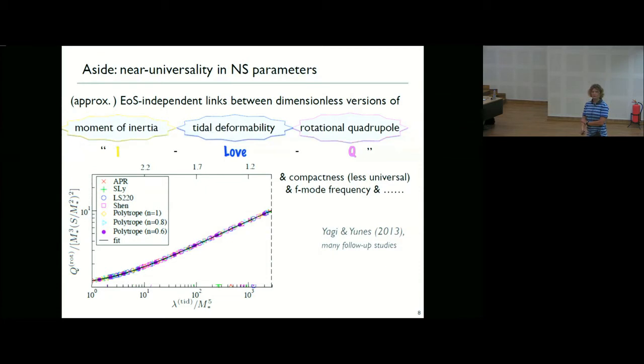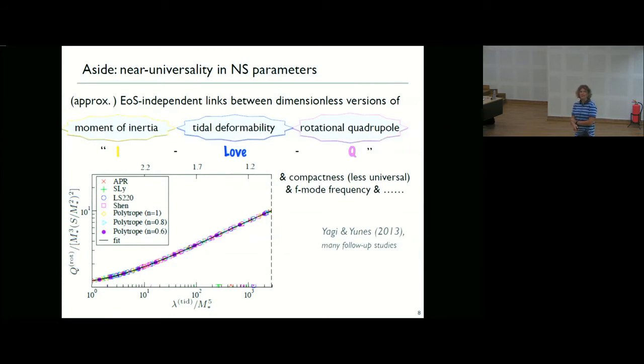And this is what is called a universal relation, because if you know this curve, then you can take any equation of state and immediately know, if you have one of these parameters, what the other is. And so they considered many applications to test GR, to test the nature of these objects, if there are some exotic objects, to relate measurements in gravitational waves to binary pulsar measurements. So there are many possible applications.